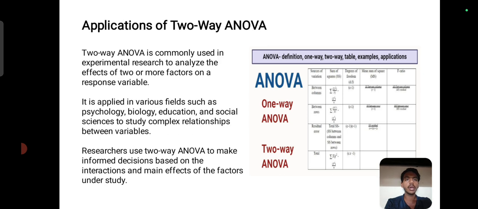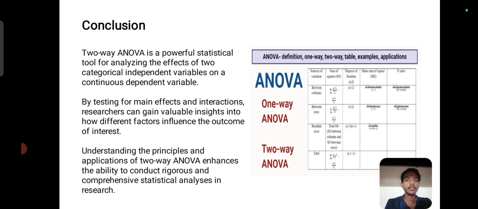Applications of two-way ANOVA. Two-way ANOVA is commonly used in experimental research to analyze the effect of two or more factors on a response variable. It is applied in various fields such as psychology, biology, education, and social science to study complex relationships between variables. Researchers use it to make informed decisions based on the interaction and main effects of the factors under study.